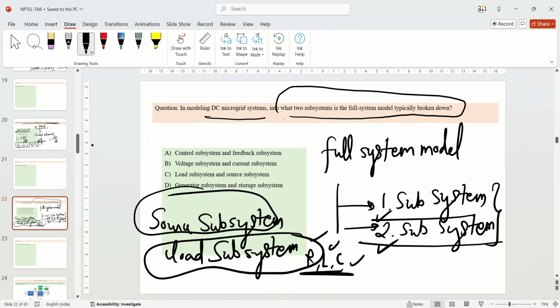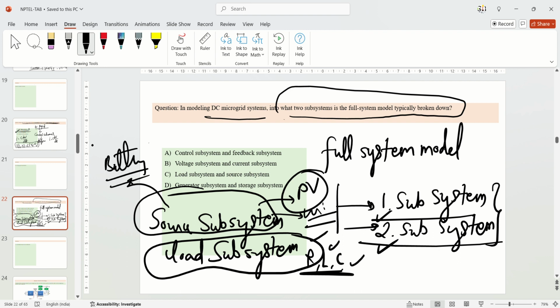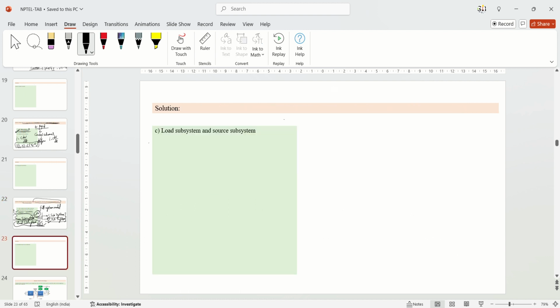For the source subsystem, you have to model it. Suppose a PV based model is there, then you have to model that, and if you have wind based models, you have to model those. Then you have the battery storage system, which you also have to model. So the modeling can be divided into two subsystems: the load subsystem and the source subsystem. Okay, so this is the answer.